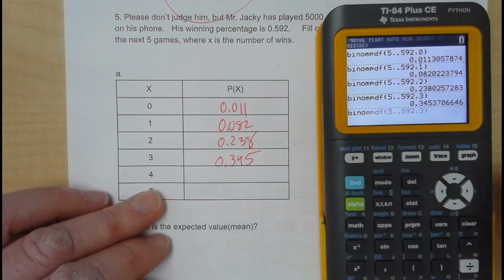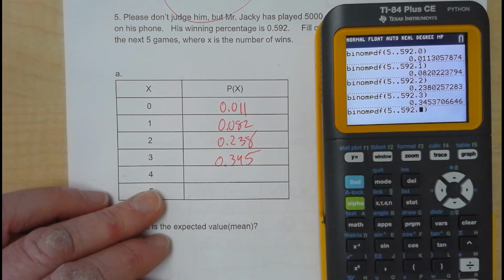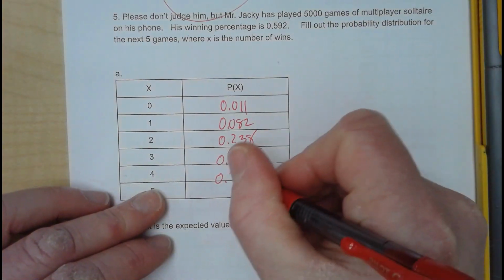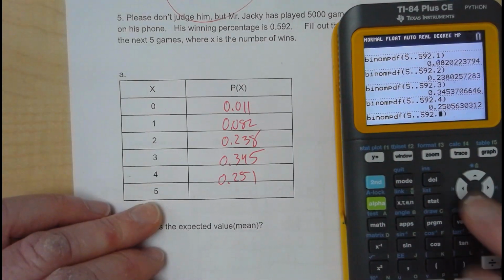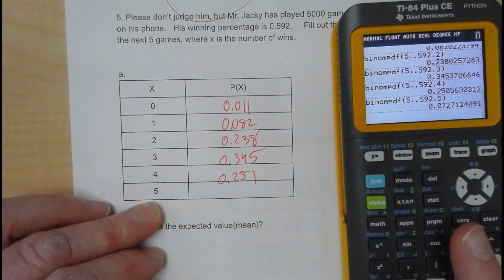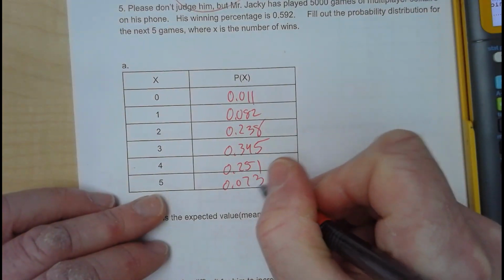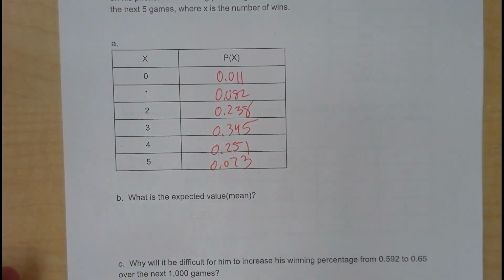Up arrow, enter. Change that to a 4. 0.251. Change it to a 5. 0.073. Boom. So that's the distribution. You add all that up, it's going to be really super close to 1, but I rounded, so it's not going to be 100% on 1.